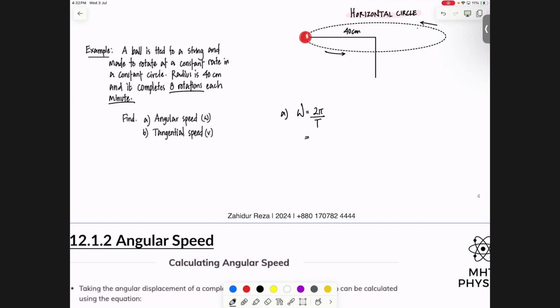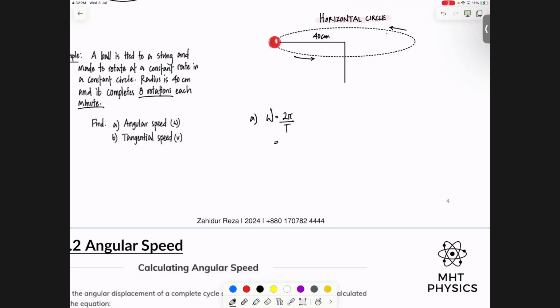Okay, so what do we do here? 8 rotations every minute. So what does that mean? 8 rotations in 60 seconds. One rotation takes a time, what do we call that? What do you call the time for one rotation? Time period, right? So T. So using the unitary method, T equals 60 divided by 8. How much is that? 7.5 seconds.